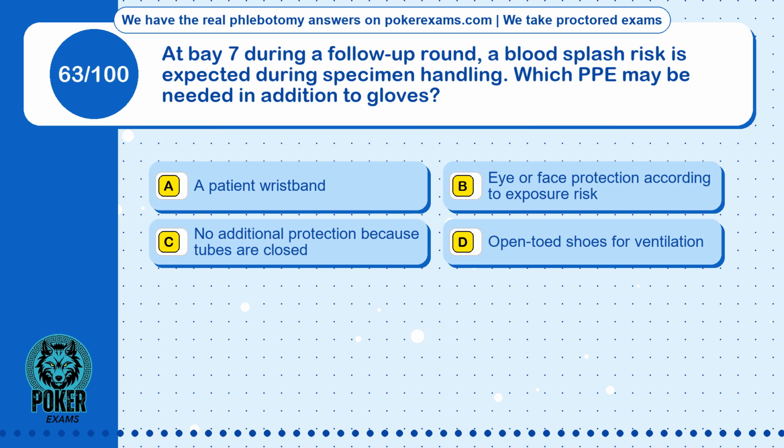Question 63. At Bay 7 during a follow-up round, a blood splash risk is expected during specimen handling. Which PPE may be needed in addition to gloves? Option A. A patient wristband. Option B, eye or face protection according to exposure risk. Option C. No additional protection because tubes are closed. Option D, open-toed shoes for ventilation.